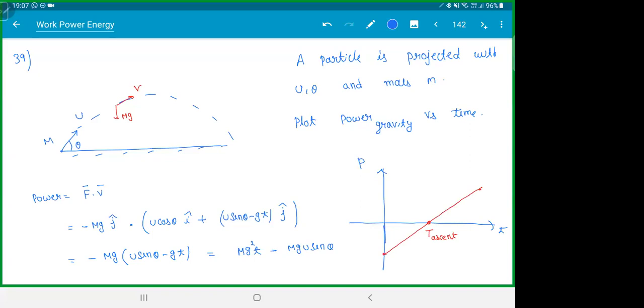So initially, up to h max, the power is negative. After h max, power is positive. It means while going up, gravity takes energy from the system. After h max, gravity gives you back the energy. Clear?